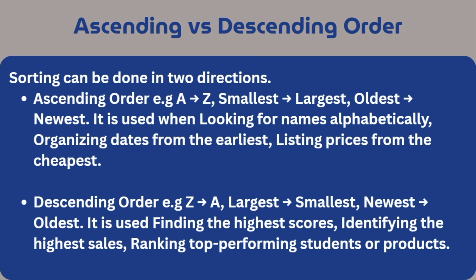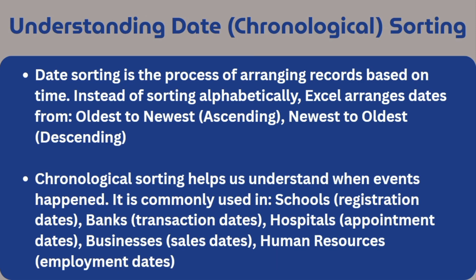Descending order is useful to find the highest score. It is useful to identify the highest sales. While ascending order is useful for looking for names alphabetically, organizing dates from the earliest, and listing prices from the cheapest.